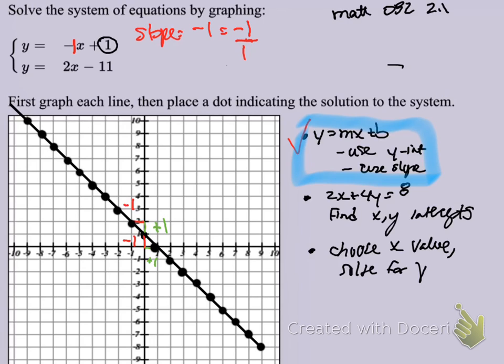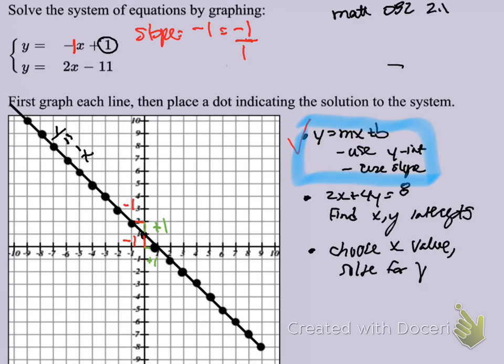Now, another piece of advice I would give you in this chapter, especially this section, you're going to have multiple lines on the same graph. So the best idea is to label those lines. Oops, sorry, that's kind of messy.